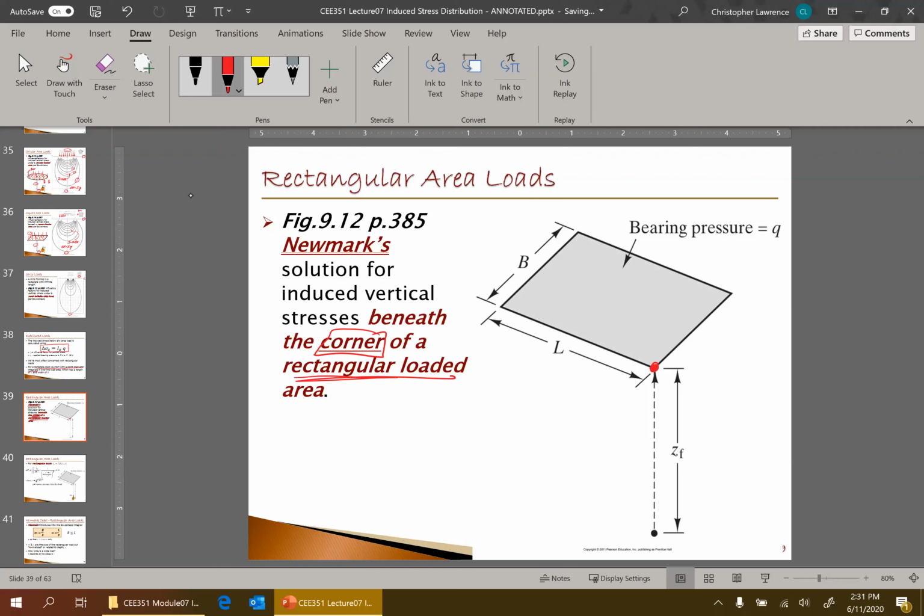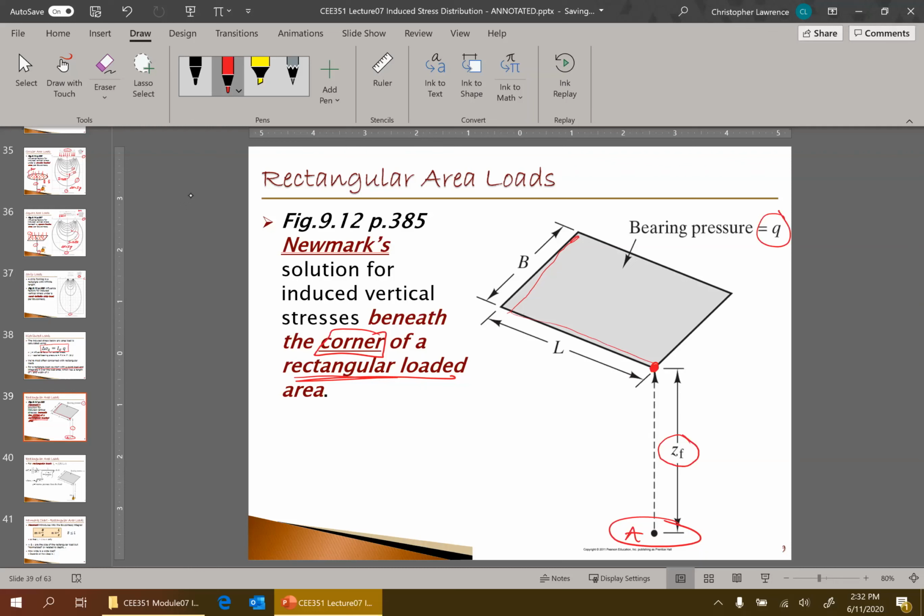We integrate with respect to x. We integrate with respect to y, as x goes from 0 to the length, and y goes from 0 to the width, B, right? And we're talking about a point below the corner. So you've got to remember this, because this is how all the equations were developed. It has to be on the corner of the rectangle. The point of interest down here has to be below the corner of the rectangular area load.